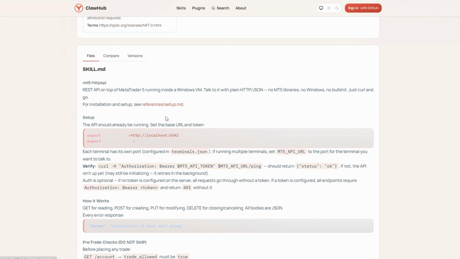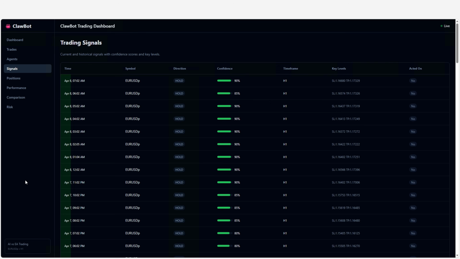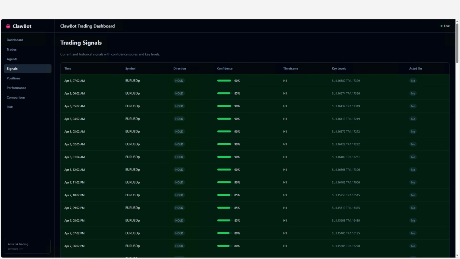But basically, we're running a local HTTP server. It uses Python for this. And using the server, we place orders on the MetaTrader platform. This is the bridge. This is the skill we use, and this is how my Claw bot is capable of trading.